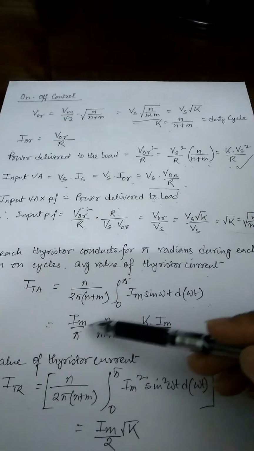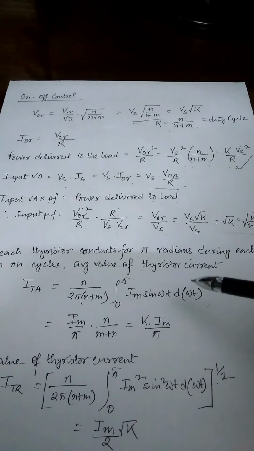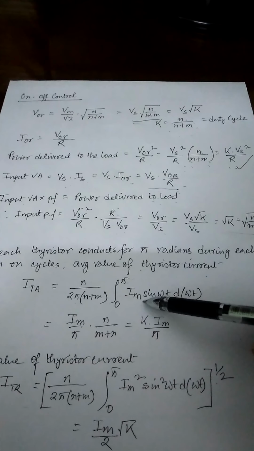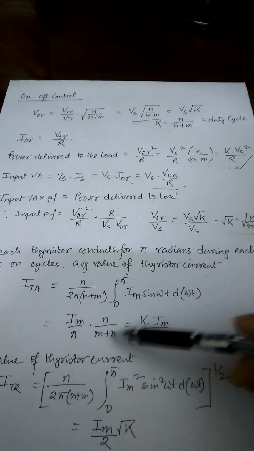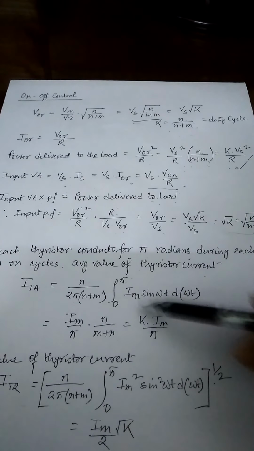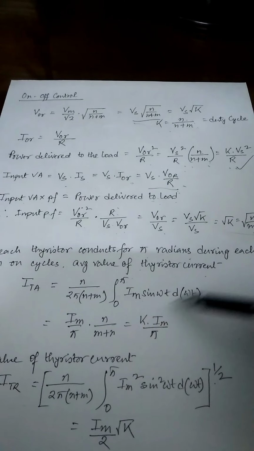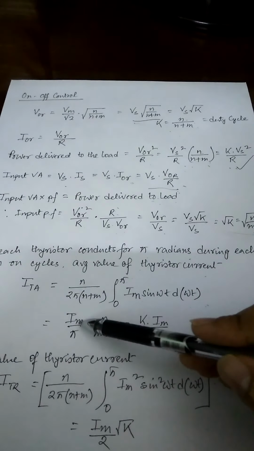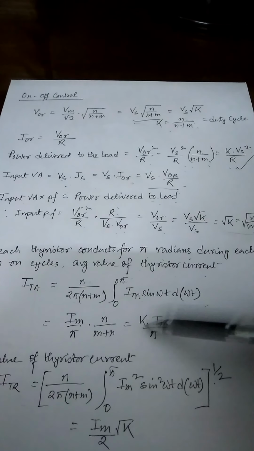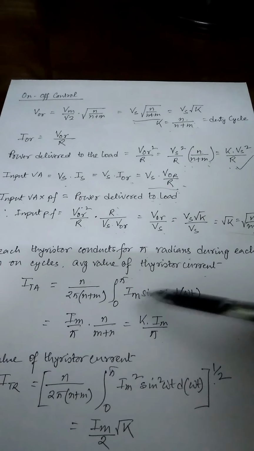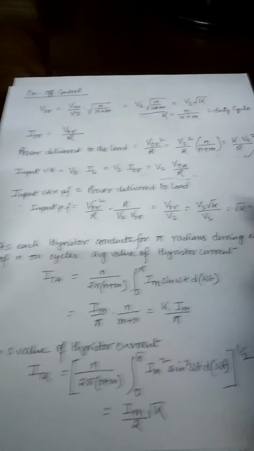So that is equal to Im by pi. If you do this integration, what happens? This Im term is a constant term, so it stays here. So Im by pi into n by n plus m, the sin omega t d omega t, if we do the integration with the limit 0 to pi, then the output will be Im by pi into n by n plus m. So n by n plus m equal to k, that means k into Im by pi. So this is the average current value for the thyristor, that means ITA.